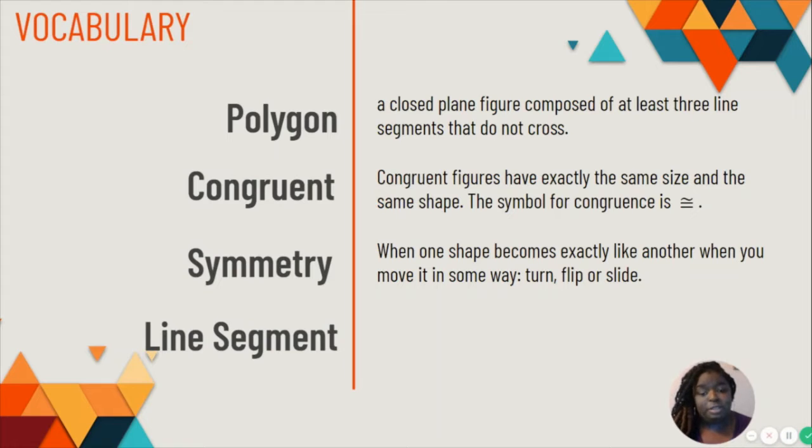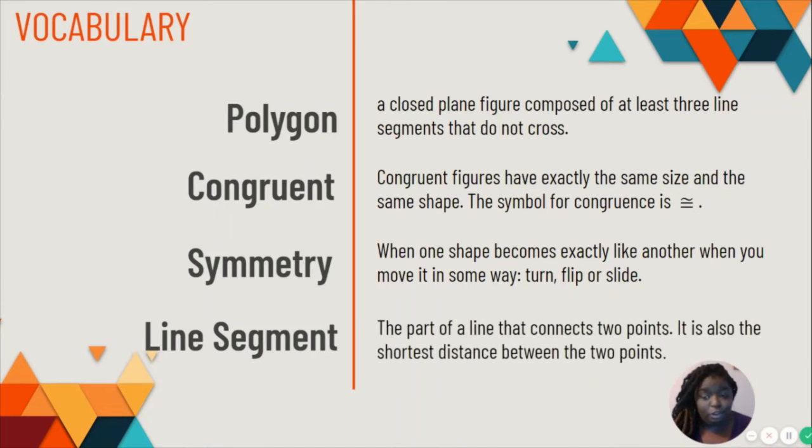So remember, symmetry is when one shape becomes exactly like another when you can move it in some type of way, whether you turn it, flip it, or slide it. And then we can use symmetry with line segments, which is part of the line that connects with 2 points. And let's remember that the shortest distance between 2 points is a straight line.